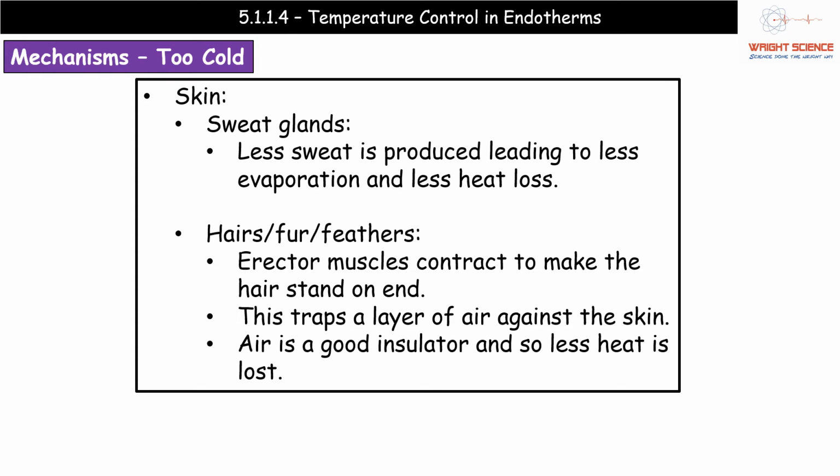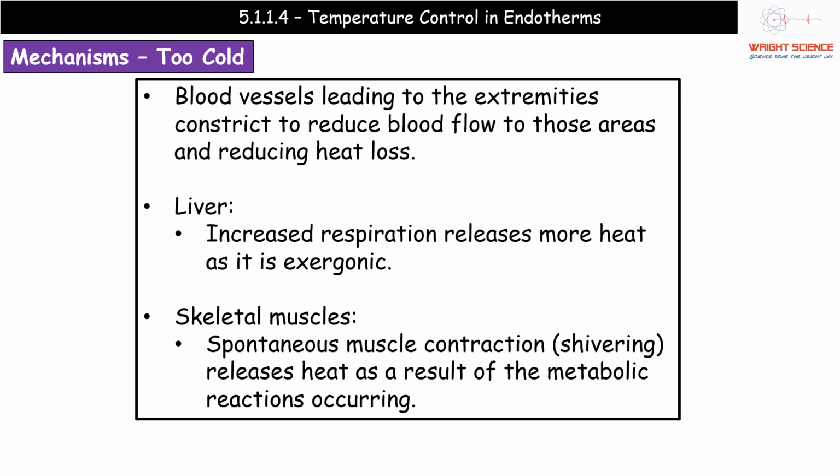Any hair, fur or feathers are going to then have those erector muscles contract. That makes the hairs stand on end, trapping air against the skin, and because air is a good insulator, that means less heat is going to be transferred to the surroundings. Those blood vessels leading to the extremities are going to constrict, and this is going to reduce the blood flow to those areas to reduce that heat loss.